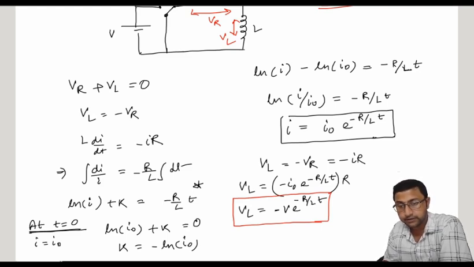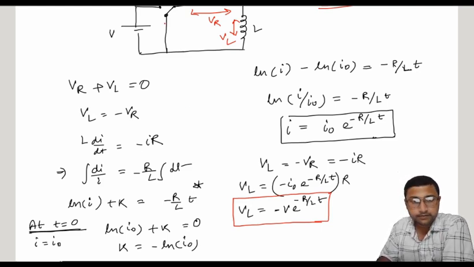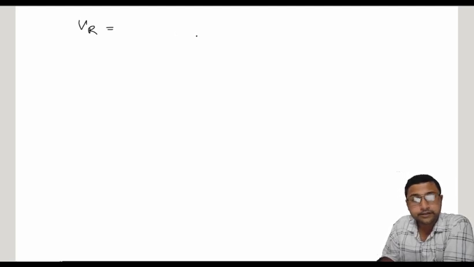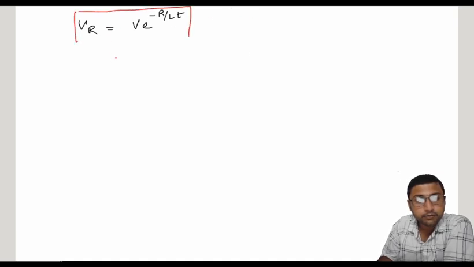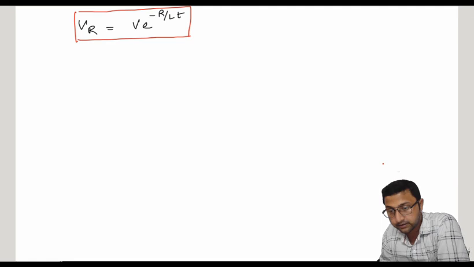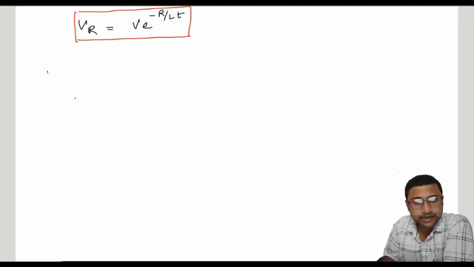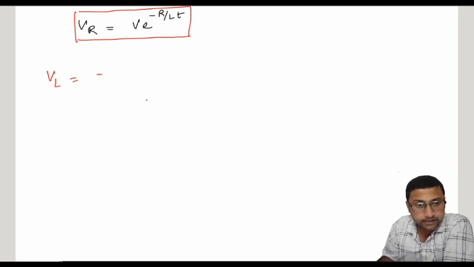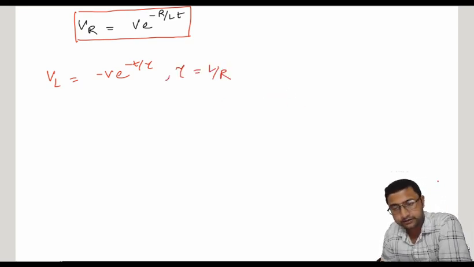From that equation we can write VL is equal to minus VR. So obviously VR will be the same, but the minus sign is omitted: V e to the power minus R by L into t. That is the equation of the voltage across the resistance VR. Again the inductor voltage VL is minus V e to the power minus t by tau, where tau is L by R. This is the time constant.